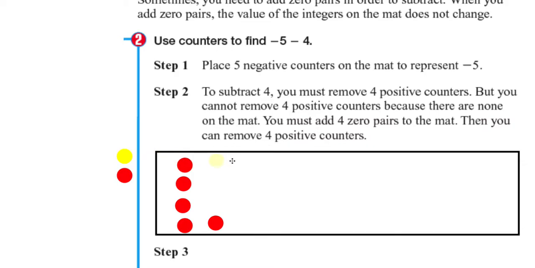So you need to add 4 zero pairs. So that's 1 zero pair. This is another zero pair. Remember, a zero pair is a positive counter and a negative counter. That's a third zero pair, and 4 zero pairs.